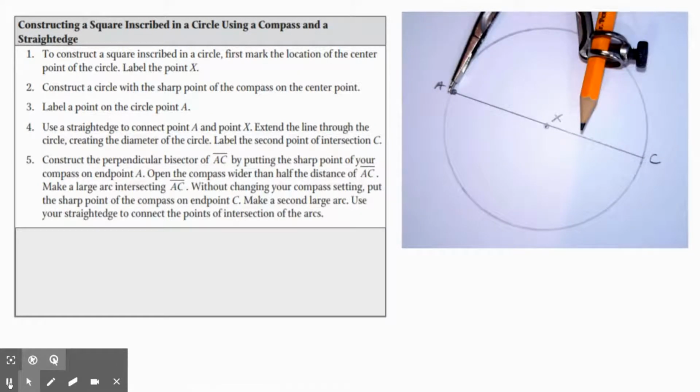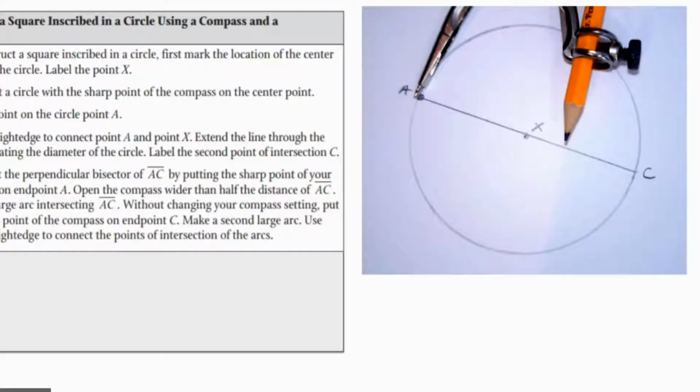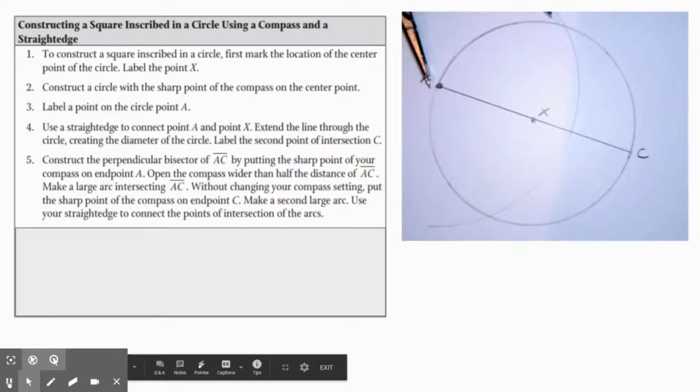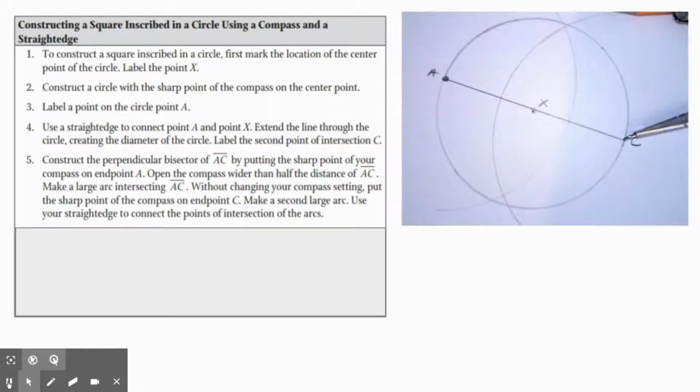Next, we're going to construct a perpendicular bisector of the diameter. And if you remember the first step in constructing a perpendicular bisector to a line segment, we have to choose a distance that's more than halfway. From point A, we're going to construct an arc. Then switching centers, we're going to put the sharp point of our compass on point C, draw another arc.